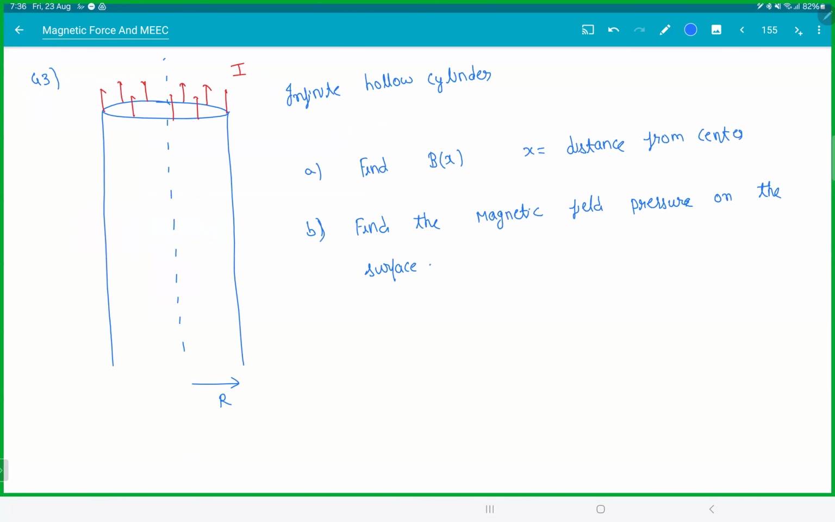Let's get this, everyone. If I give you an infinite hollow cylinder, find the field inside and outside and find the pressure on the surface. Whenever a current I is going like this through the wire, something is happening. It is trying to compress. So it generates a pressure.